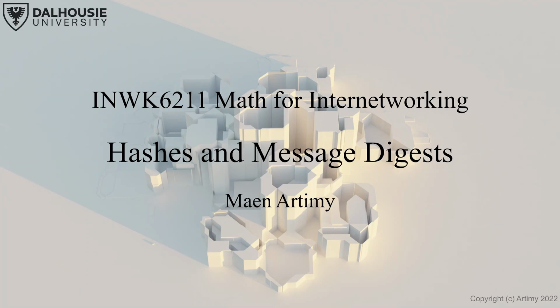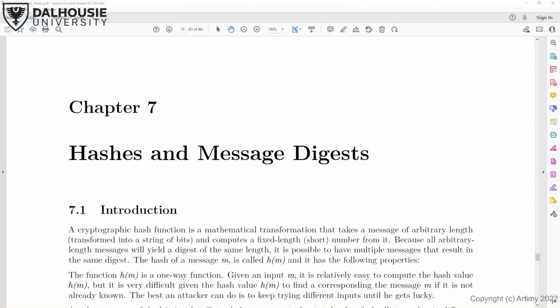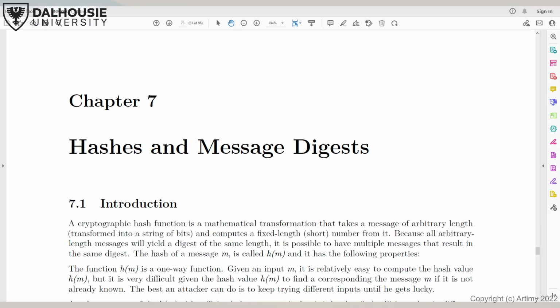Hello everyone. In this recording, I'm going to be talking about hashes and digests. A hash function is a mathematical transformation that we use to take a message of any length and transform it into a message of fixed length, which is usually short. And there are many applications for hashes and message digests.